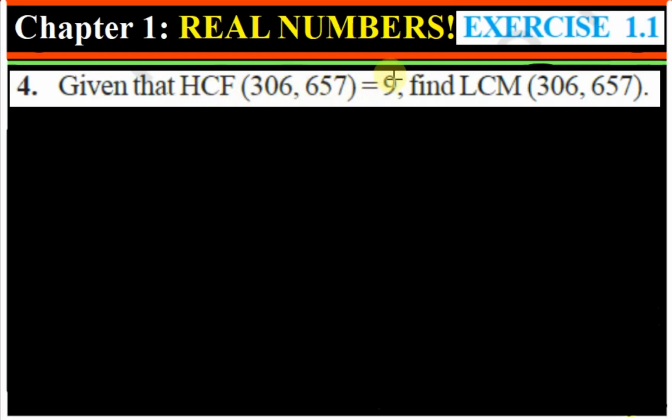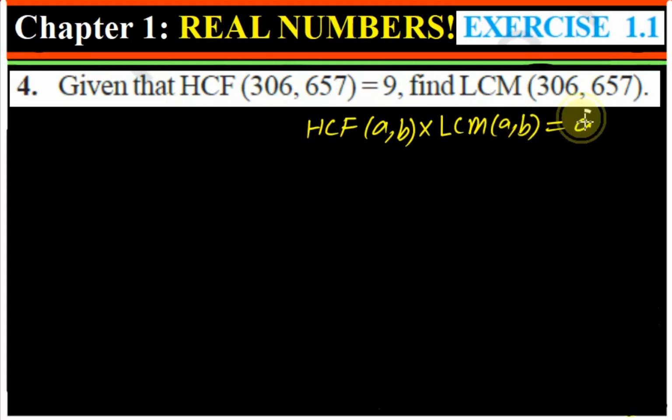HCF of these two numbers is given, that is 9, and it is asked to find out the LCM of these two numbers. So the relationship between the LCM and HCF is given like this. If we have two numbers A and B, then HCF of A and B multiplied by LCM of A and B is equal to the multiplication of these two numbers A and B.